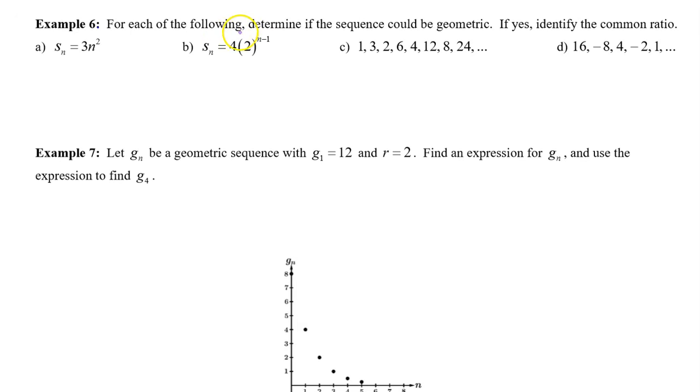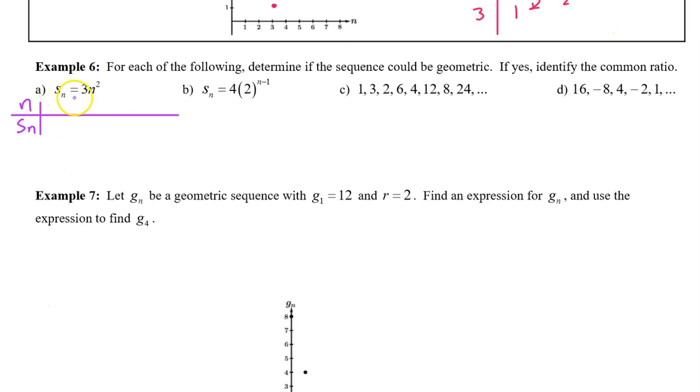Example 6. For each of the following, determine if the sequence could be geometric. If yes, identify the common ratio. Part A, Sn equals 3n squared. Let's generate the first few terms starting with term 1. If we plug in 1 for n, then we just have 3 times 1, which is 3. What about term 2? This will now become 3 times 2 squared. That's 3 times 4, which is 12. What about term 3? 3 squared is 9, times 3 is 27. This should be enough for us to answer the question.